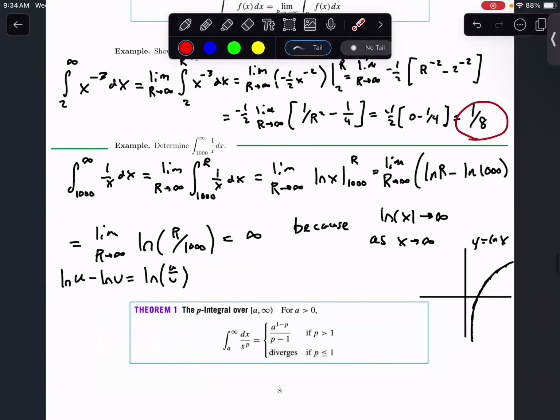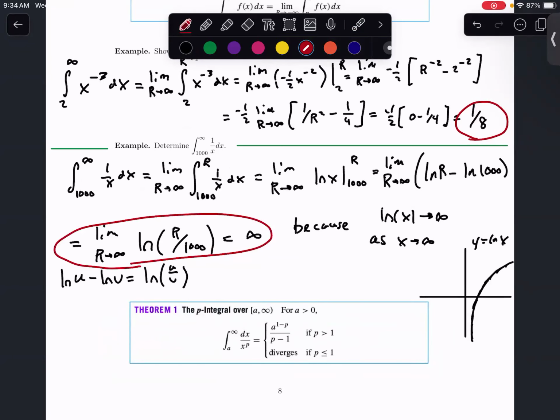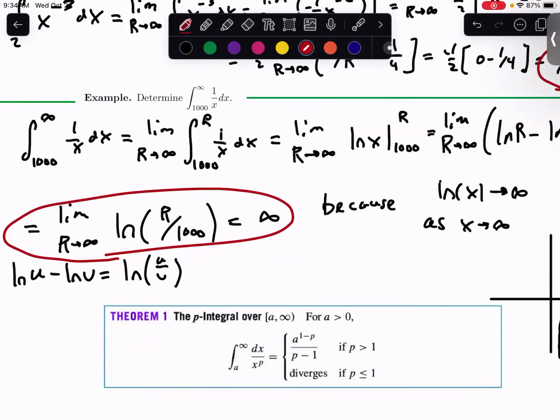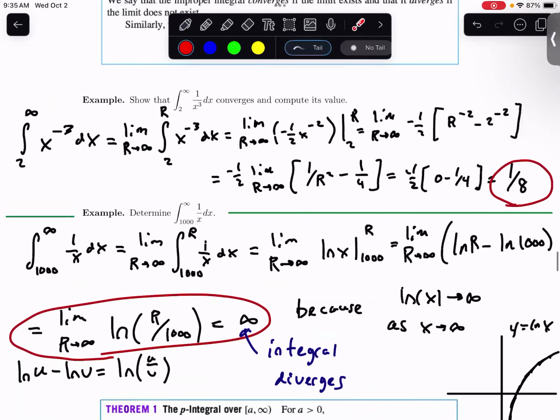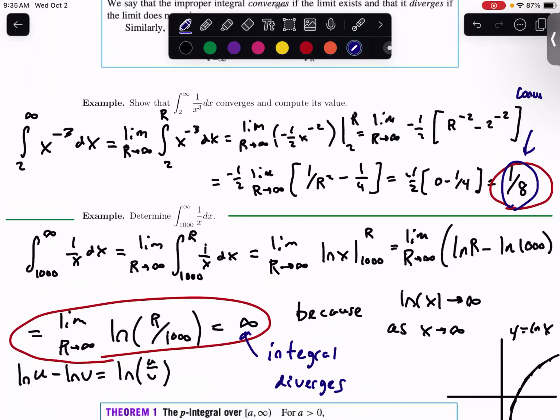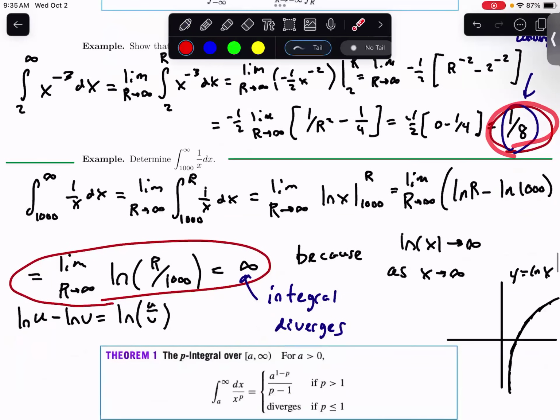So you kind of have to know this stuff for this section, which I think gives people difficulty. And because this goes to infinity, just to acquaint you with the terminology, this means that the integral diverges. If it were a finite number, like we saw here, which I didn't use the term for, this means that it converges. So a finite number means the integral converges. An infinite number means that the integral diverges.